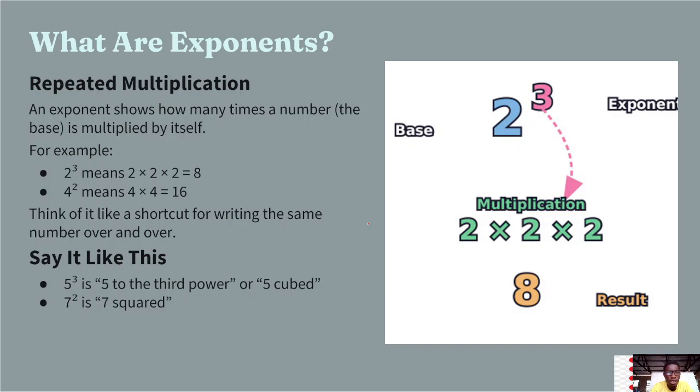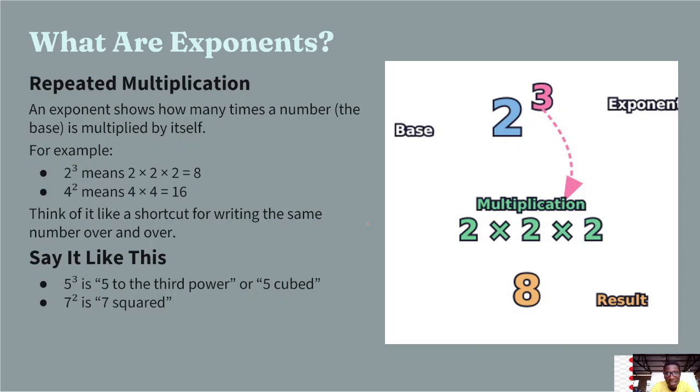So an exponent is just a way to show repeated multiplication. Instead of writing the same number over and over again, we use an exponent to tell us how many times to multiply. For example, if we have 2 exponent 3, it tells us how many times to multiply 2. So 2 exponent 3 basically means the base, which is 2, multiplies itself 3 times. It is not 2 times 3 as others have been doing.